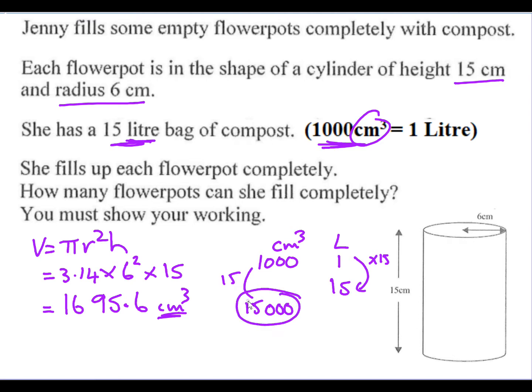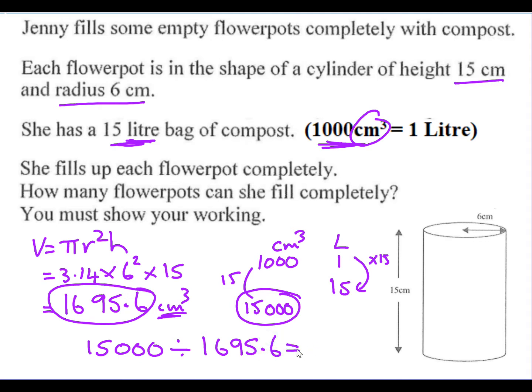So this is our big volume, this is our little volume. So divide your big volume by your little volume to work out how many pots we can fill. And that gives us 8.8464 as an answer on our calculator. So we need to round it to 8 pots that can be filled because you've got a little bit extra left over.